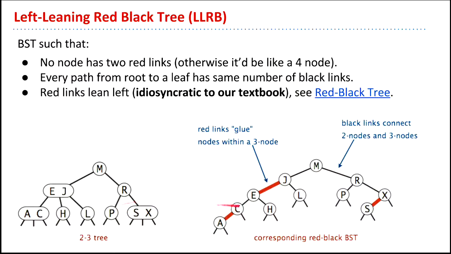So you can think of the black edges in our left-leaning red-black tree as connecting the 2-3 nodes in our 2-3 tree. Okay? So in our 2-3 tree, we have a black edge connecting the M and EJ components. Likewise, we have a black edge connecting M and the 2 glued together components that represent that 3 node over here in the 2-3 tree. Now, because the 2-3 tree is balanced on black edges, that means the left-leaning red-black tree is also going to be balanced on black edges.